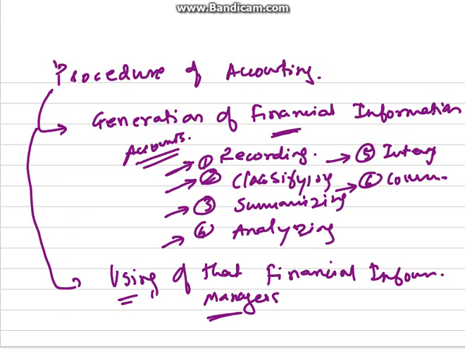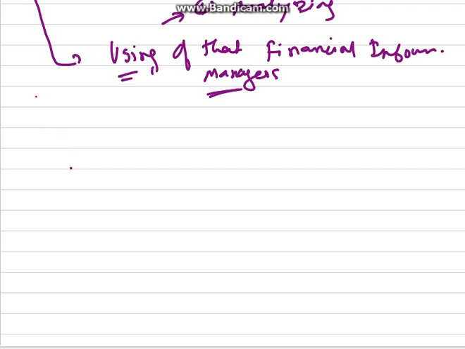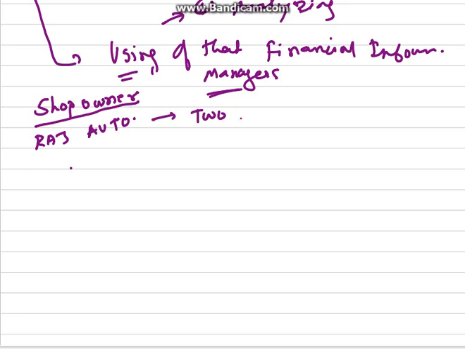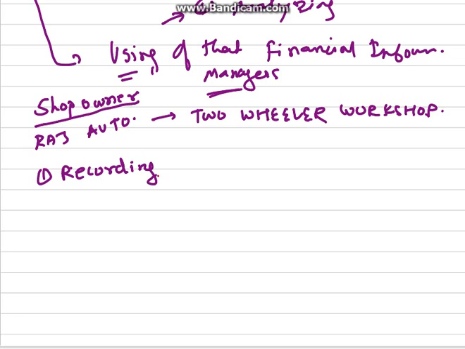Now we'll take an example of all these stages. For example, I am a shop owner, right? Consider my shop name as, for example, Raj Auto. You consider this shop as a two-wheeler workshop. Now we'll take this whole procedure of generating the financial information. What would recording be in terms of my shop? Recording of transactions is the first step in generation of financial information.